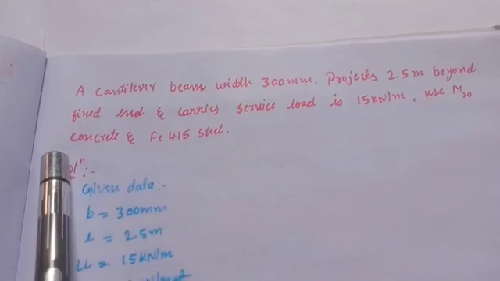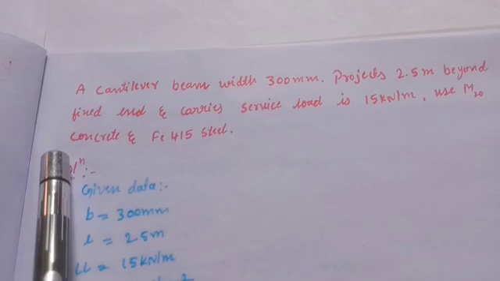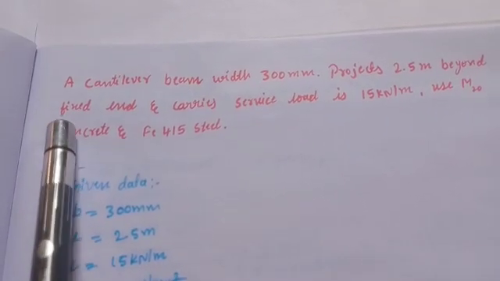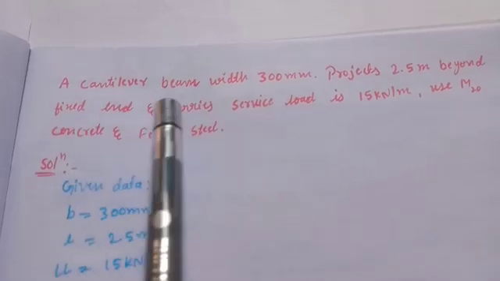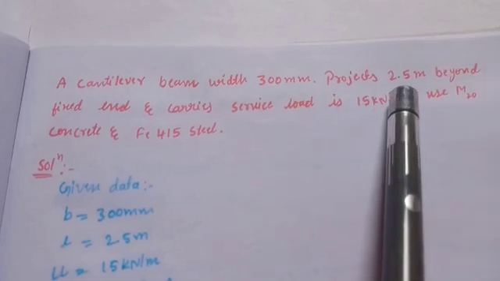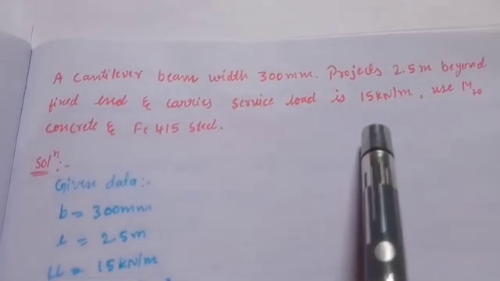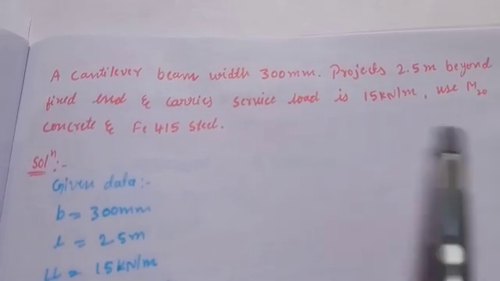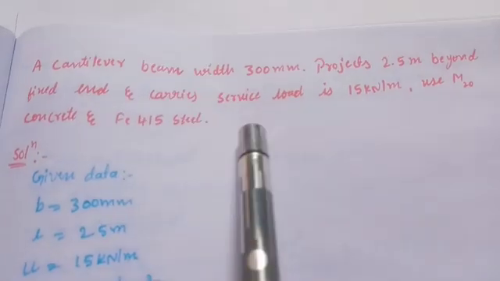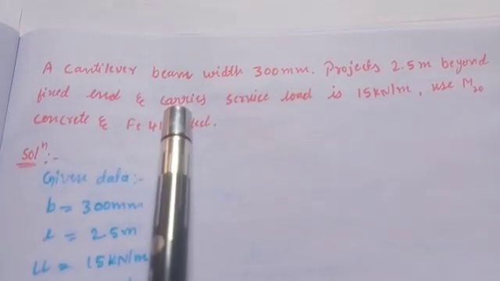In this video, we are going to design one more problem of a cantilever beam. Using IS 456 2000 code rules, the given problem is a cantilever beam of width 300 mm that projects 2.5 meter beyond the fixed end and carries a service load of 15 kilonewton per meter. Use M20 concrete and Fe 415 steel. So this is the given problem.